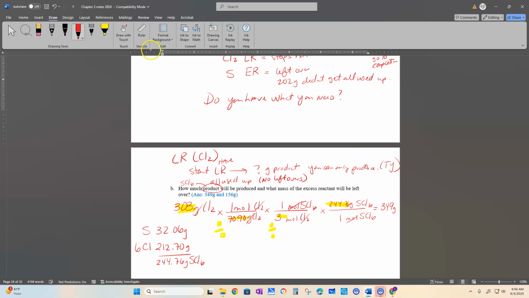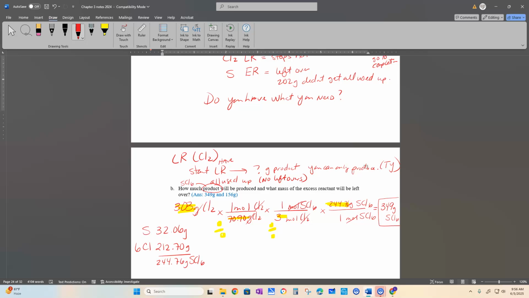Okay, so in my calculator, I got 348.6, but because of 3 sig figs, 349 grams of SCl6. If you're not getting this answer, then you need to ask me in class so I can see how you're plugging it in to the calculator. So that is for solving for one of the things that they asked for.